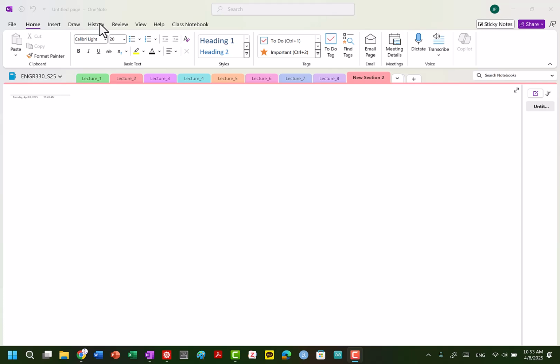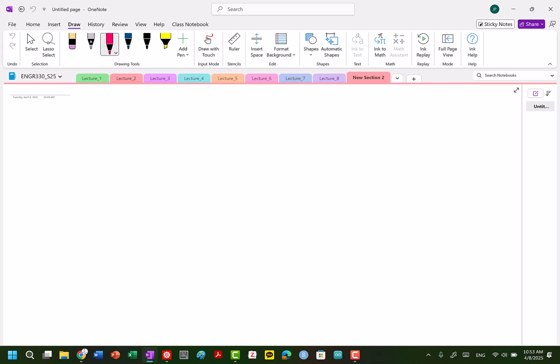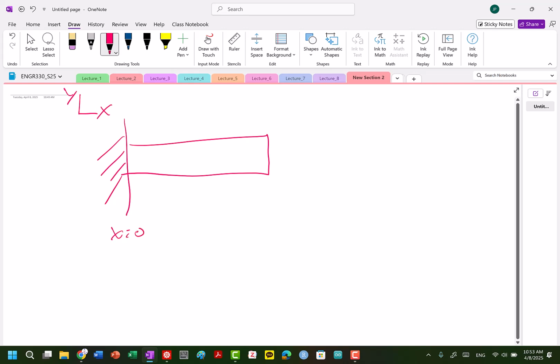All right, everyone, and we are back, and I want to do a quick example for a cantilever beam for beam bending. So let's say I have a beam. We have our coordinate system, x, y. This is x equals 0. We have x equals L here. I have, let's say, a 10 Newton load applied at the end of the beam, and I want to set this up for my beam bending.